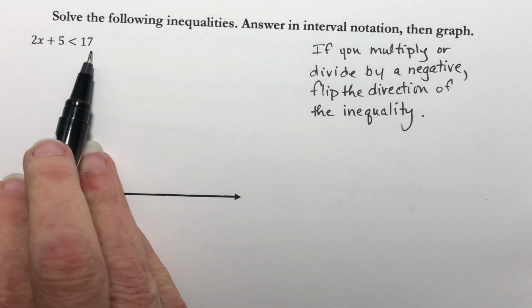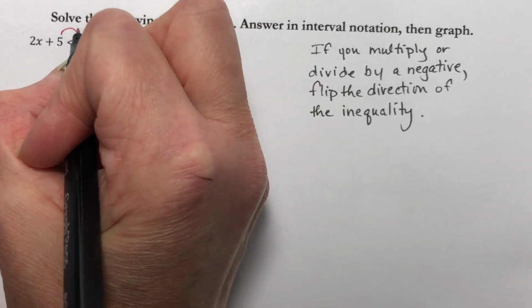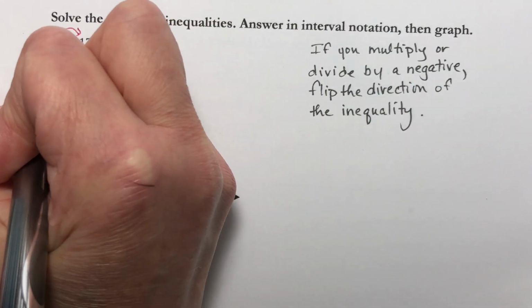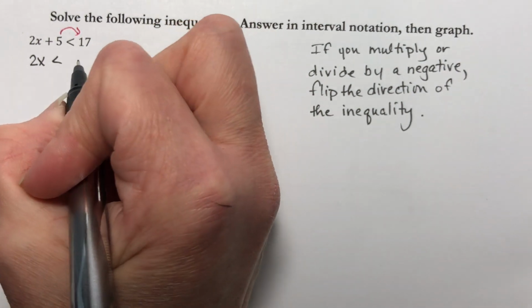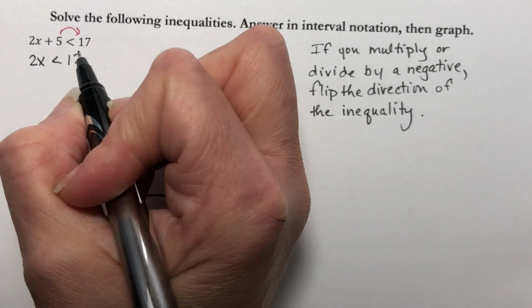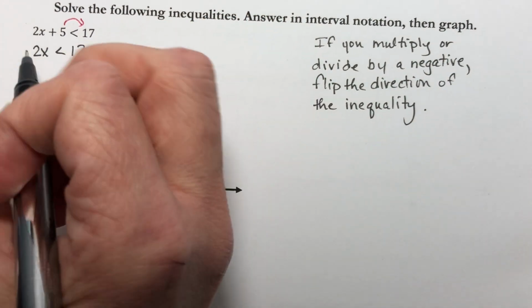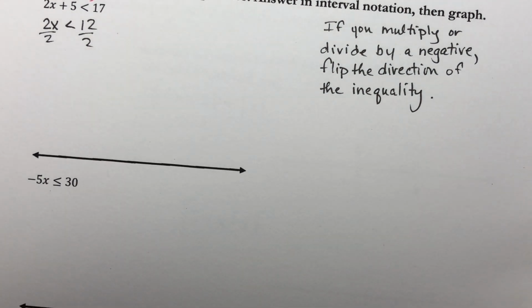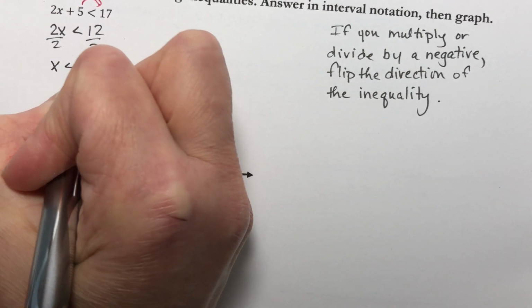Okay, so let's solve this one. I want to get my x by itself, so I'm going to subtract 5 from both sides. That gives me 2x is less than 12. Now I need to divide both sides by 2, and 2 is a positive number, so I do not have to worry about flipping anything. I end up with x is less than 6.